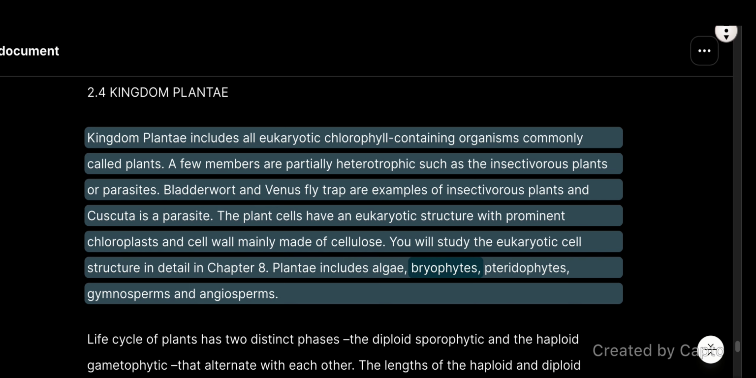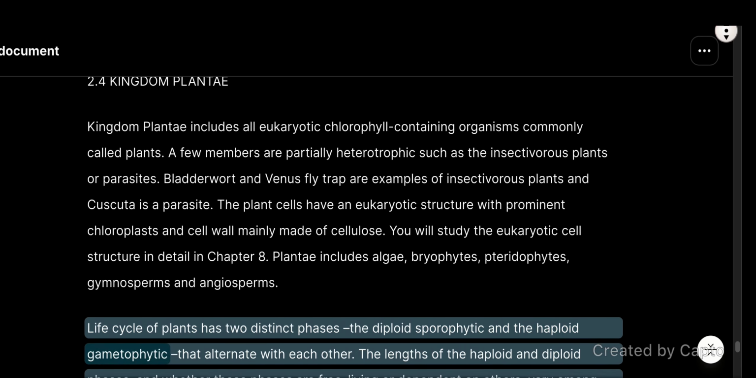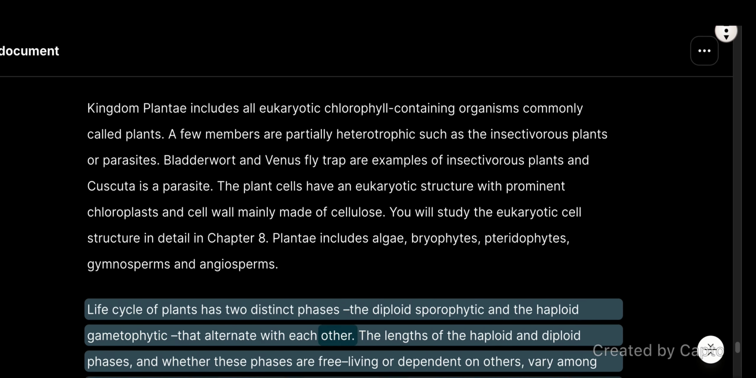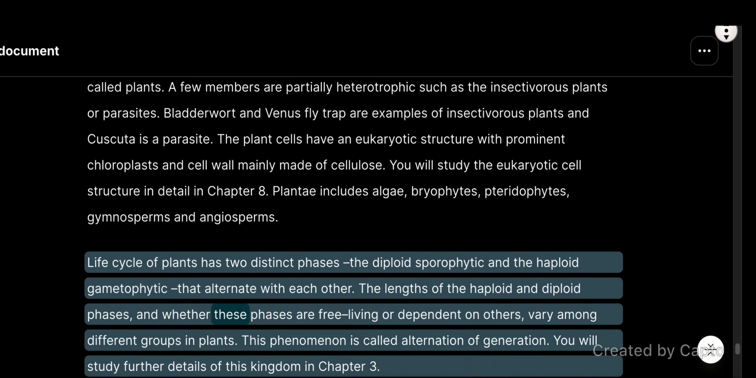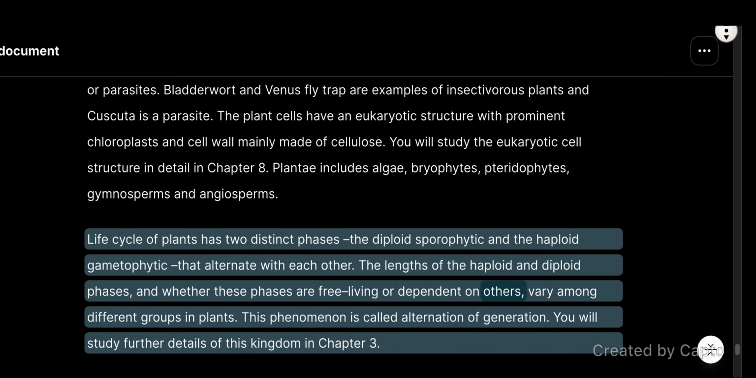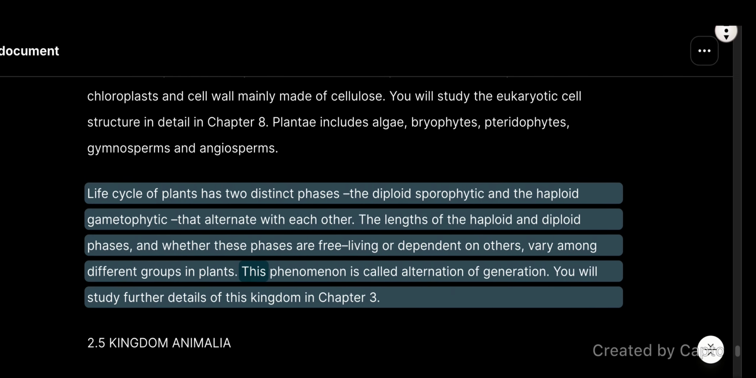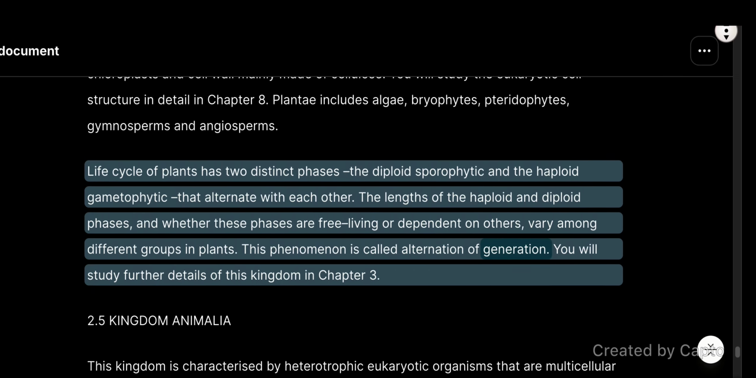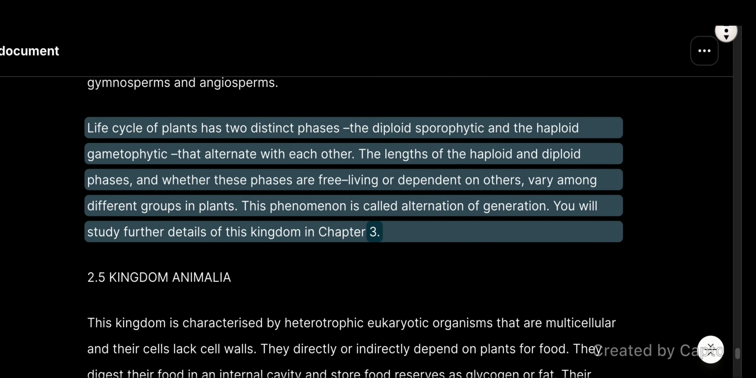Plantae includes algae, bryophytes, pteridophytes, gymnosperms, and angiosperms. The life cycle of plants has two distinct phases, the diploid sporophytic and the haploid gametophytic, that alternate with each other. The lengths of the haploid and diploid phases, and whether these phases are free-living or dependent on others, vary among different groups in plants. This phenomenon is called alternation of generation. You will study further details of this kingdom in Chapter 3.